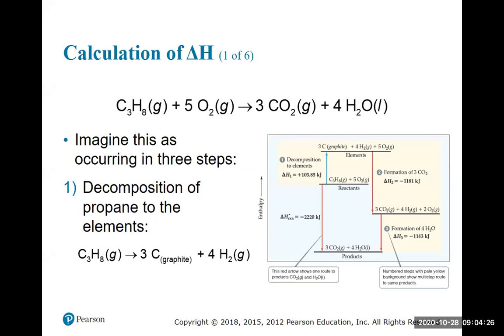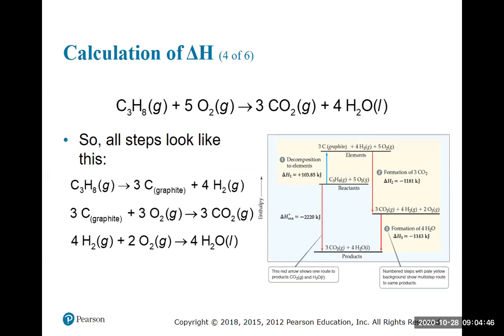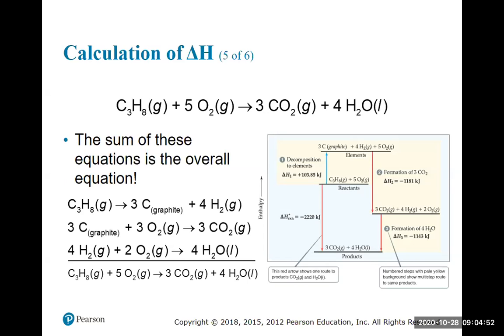So if we go and look, we see we have a reaction of propane to graphite and hydrogen. We see that we can take the graphite plus oxygen and form CO2. And we can do hydrogen plus oxygen to form water. So there are the individual steps that we're talking about. They're listed. And if we piece them together, and cancel out the stuff that cancels, we see that we actually get to that final equation.